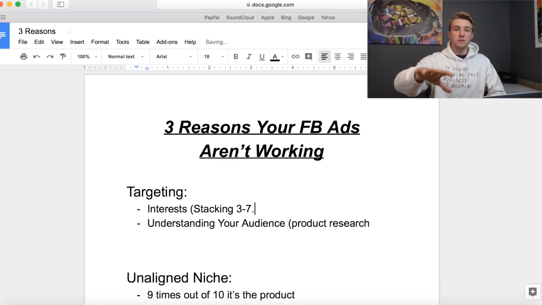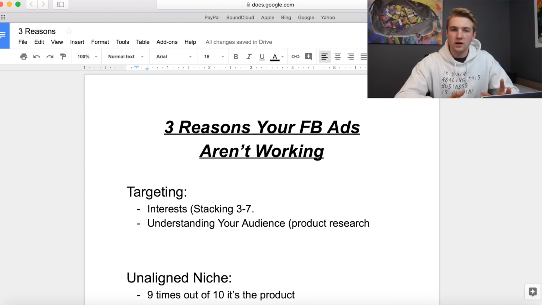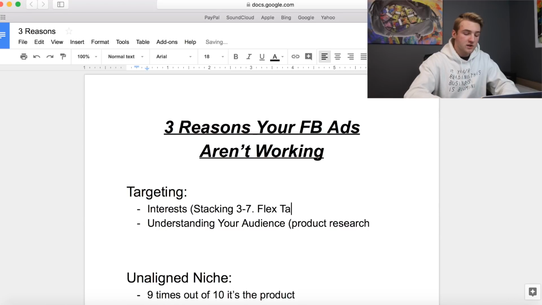Now, that's good, but the thing is, and I get asked this by some people who catch on, they're like, hey, if you're stacking 3 to 7 interests, how do you know which one works? Let's say it's a successful ad set, or at least somewhat. How do you know which one actually brought you those results? Simple answer is you don't. You have to do something called flex targeting.